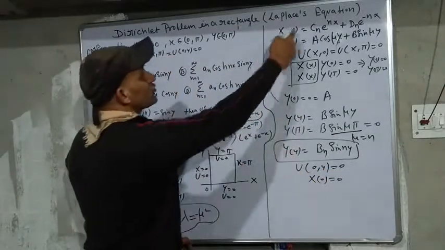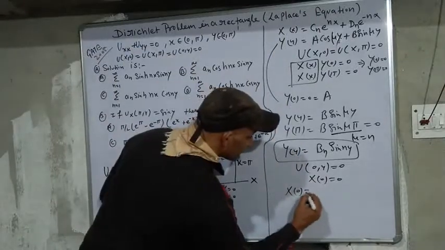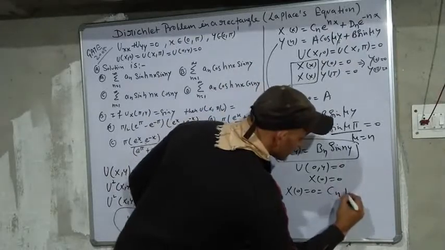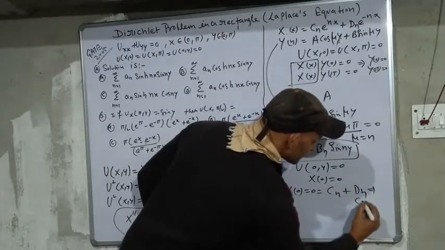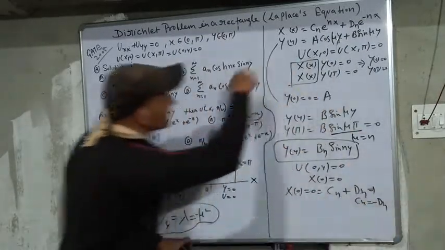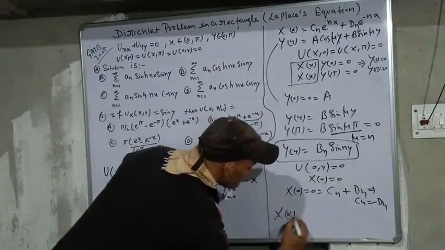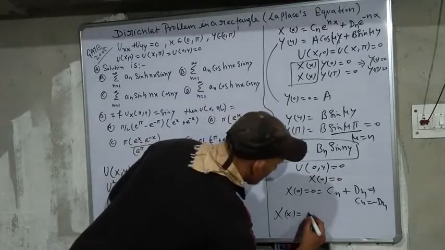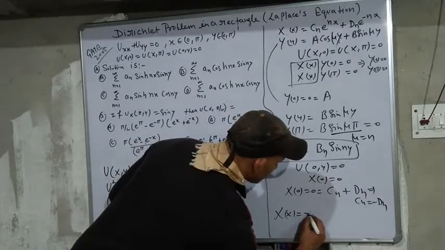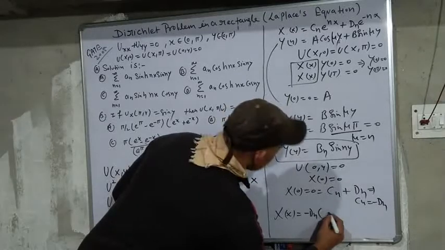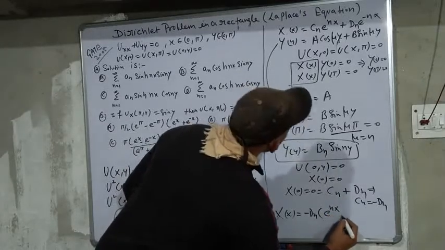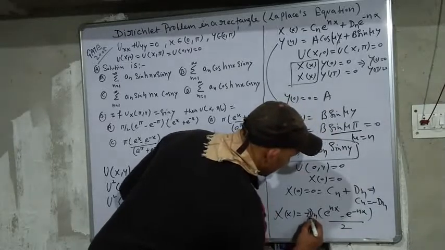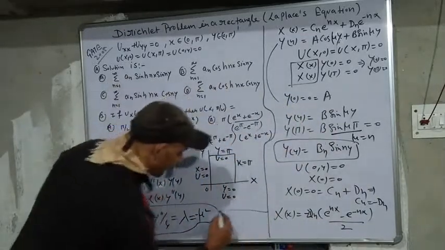If x0 is equal to 0, it means e to the power 0 is equal to 1, c1 plus dn. It implies that cn is equal to minus dn. Already the same problem. So cn is equal to minus dn, and you have taken minus dn outside. So your e to the power nx and minus e to the power minus nx, you divided by 2 and multiplied by 2. So your solution I am writing here.